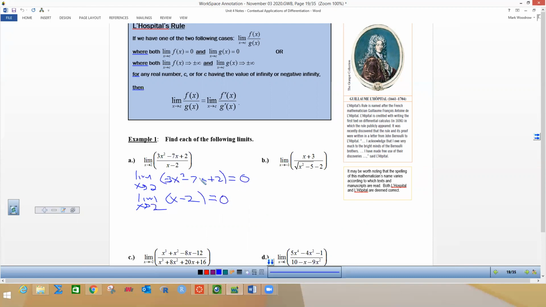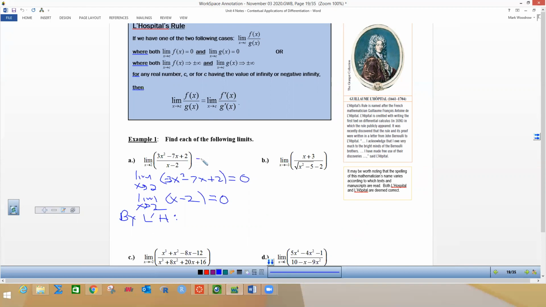You must show the top and the bottom independently. So then you say by L'Hopital. By L'Hopital, and you can abbreviate this, this says that the limit of an original function also equals the limit as the function goes to the same number of the derivative of the top over the derivative of the bottom. This is not quotient rule.